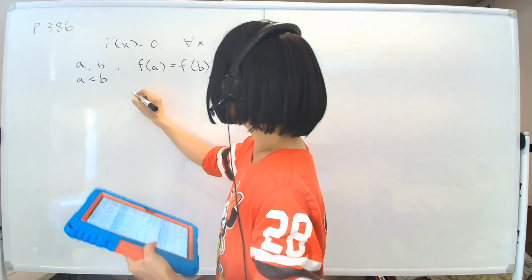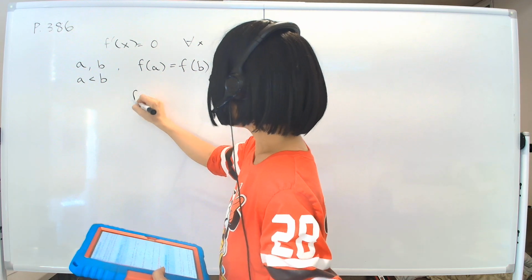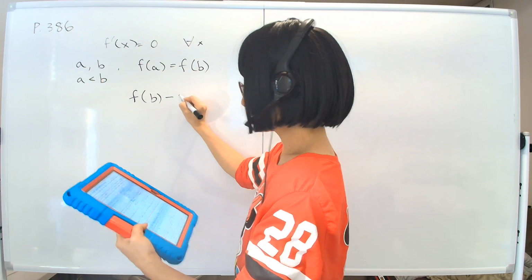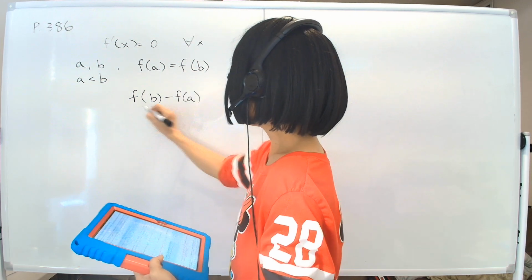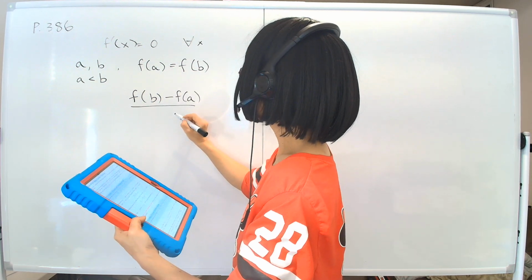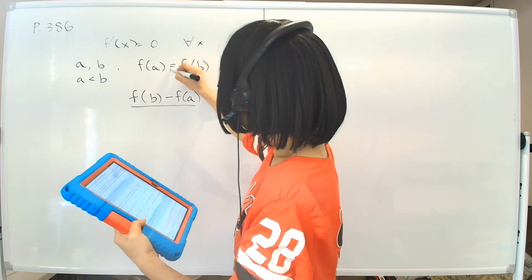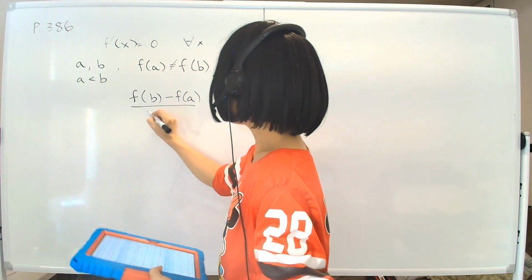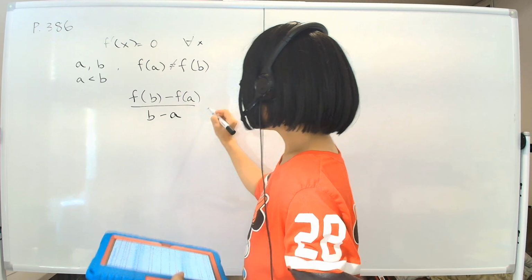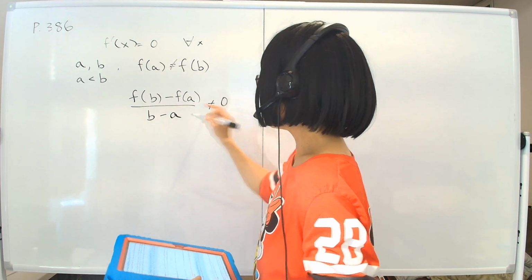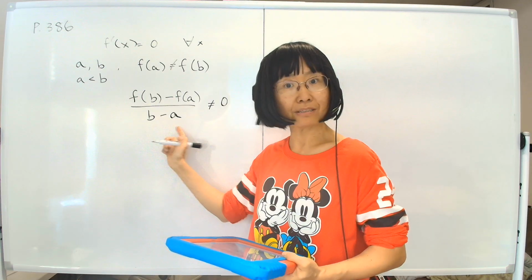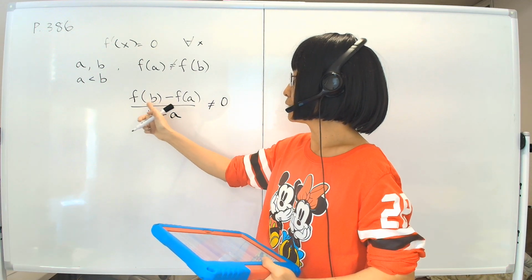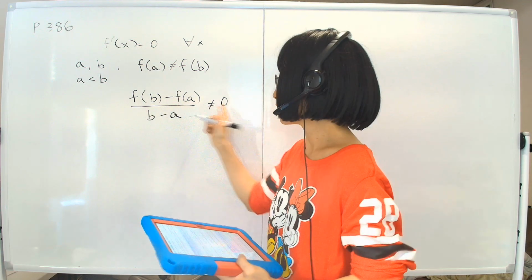Then f of b minus f of a divided by b minus a. Not equal. I said not equal, right? So f of b minus f of a over b minus a, this is a value that isn't 0. For one thing, it's well defined because the denominator is not 0. A is not the same as b. But more importantly, being that these two values are not the same, this fraction is not 0.